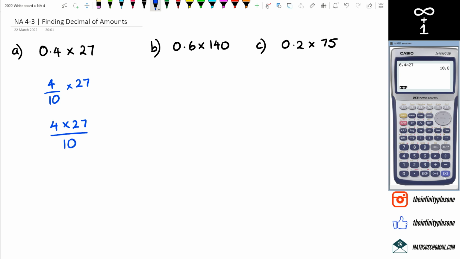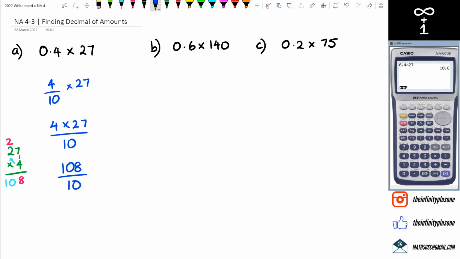So I've got to do 27 times 4, and I'm going to do that on the side here. 7 times 4 is equal to 28, so 2 is going to go up there. Then 4 times 2, which happens to be 8. 8 plus 2 is 10. So the number is 108. So 27 times 4 is 108, divided by 10.